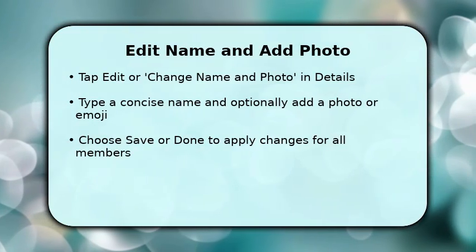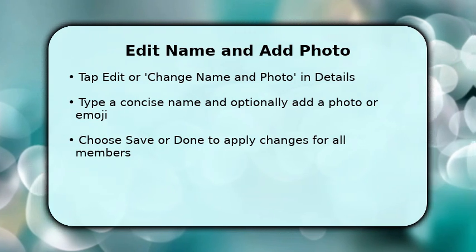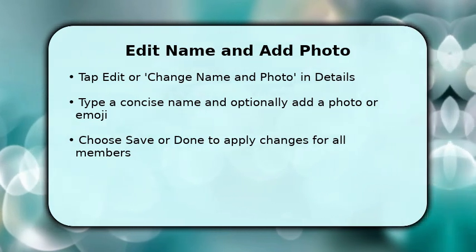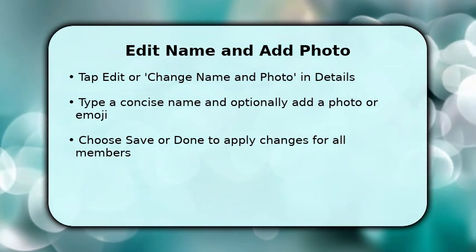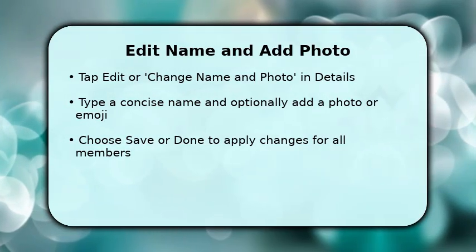Once in Details, tap Edit or the Change Name and Photo option to enter the editable fields. This is where you type the new group name. You can also add a photo or emoji if you want a visual identifier. Choose from Photos, Memoji, or an emoji quick pick.